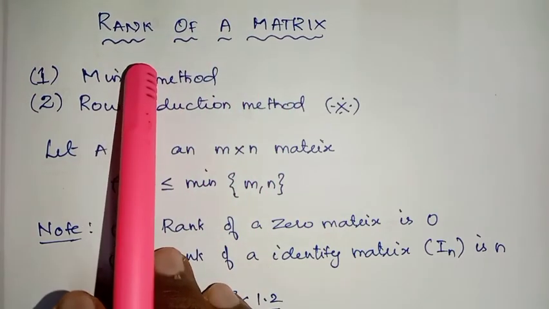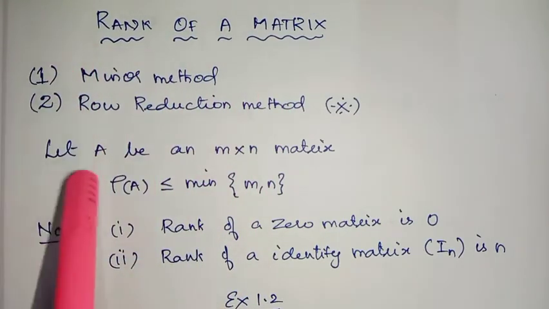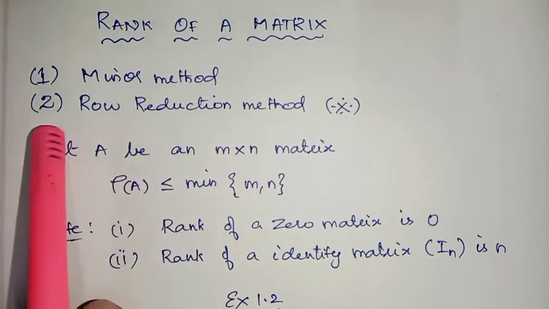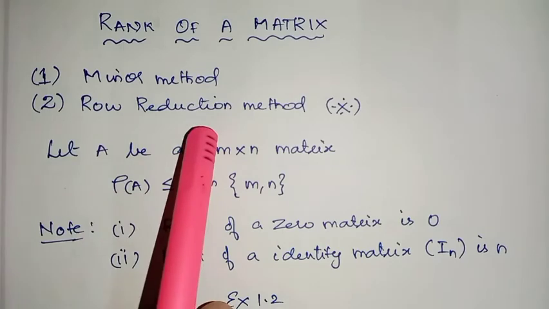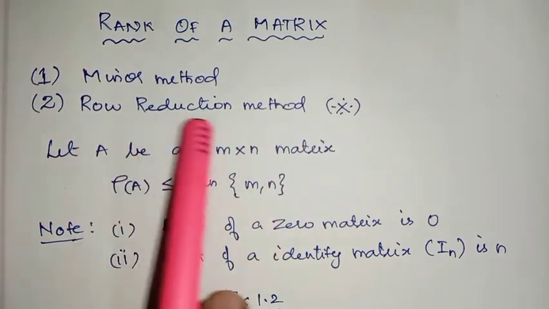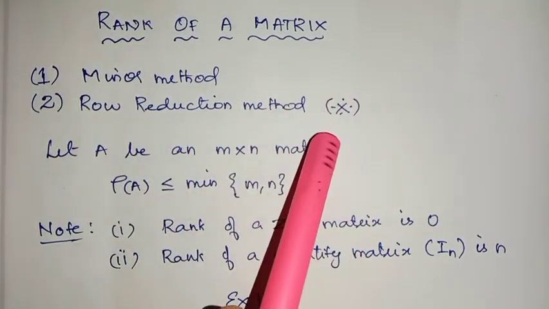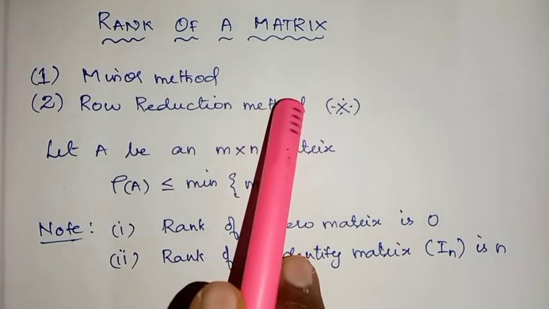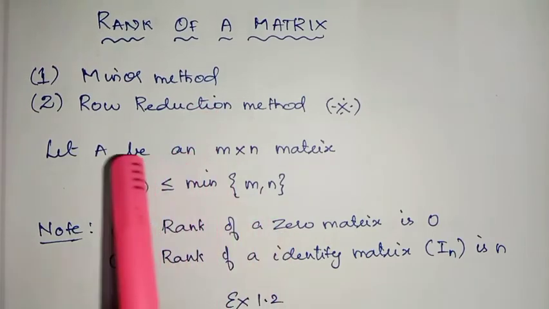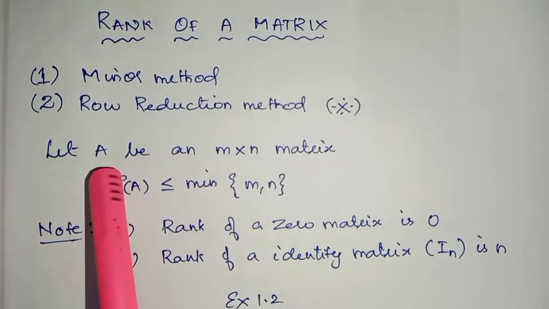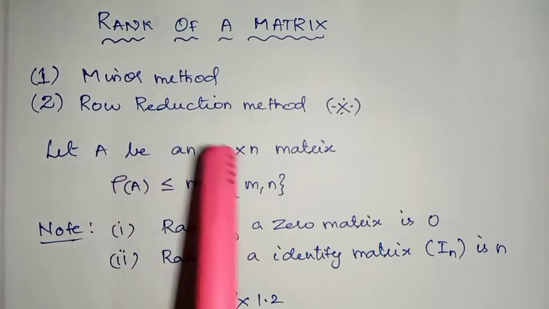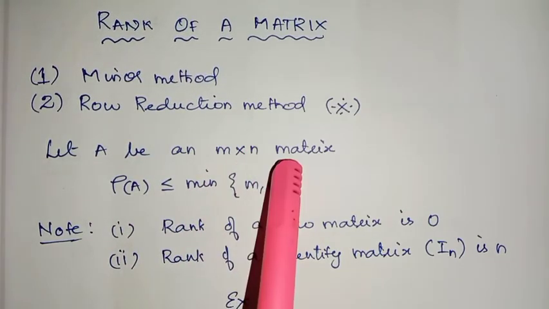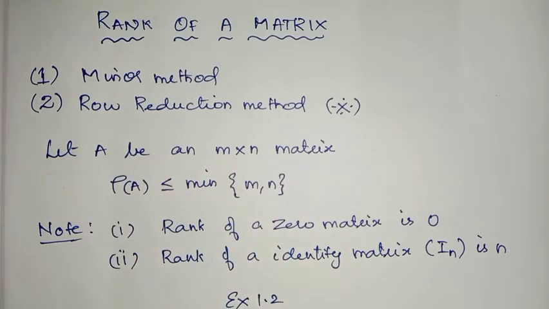To find the rank of the matrix, there are two methods. The first method is the minor method and the second method is the row reduction method, where the row reduction method is very important. Now we'll see the minor method. First, we have to name the matrix as A. Let A be a matrix of order m by n.